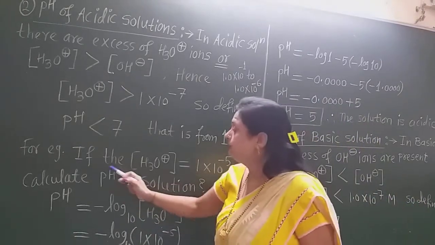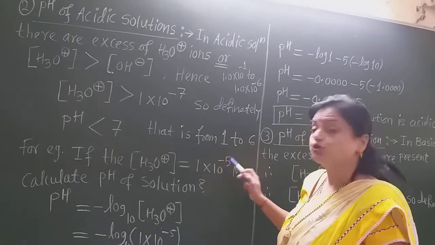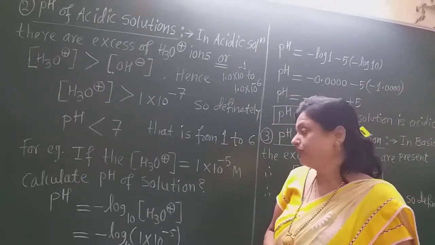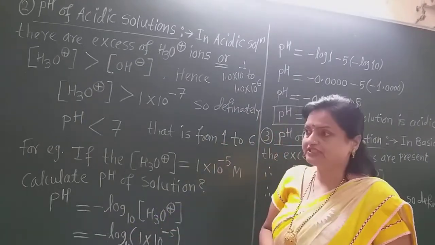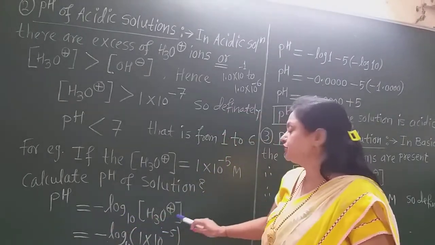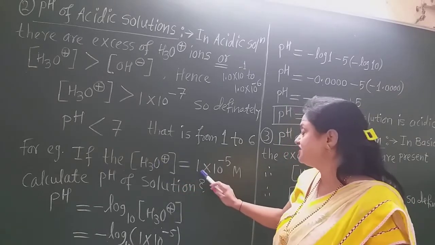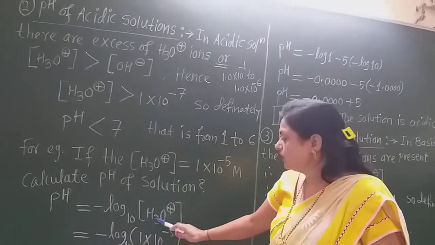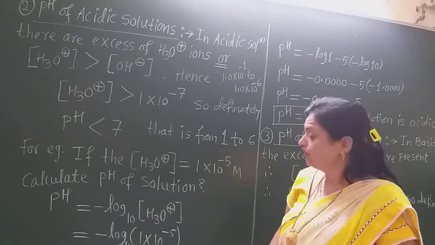For example, if the H3O plus ion, that is the H plus ion, has the concentration 1 into 10 raised to minus 5 molar, then calculate the pH of the solution. How is it calculated? Now pH is equal to minus log to the base 10 of H3O plus ion. This is the formula of the pH. Now substitute the value of this H3O plus ion as 1 into 10 raised to minus 5 molar. So minus log to the base 10 of 1 into 10 raised to minus 5. Now calculate this.